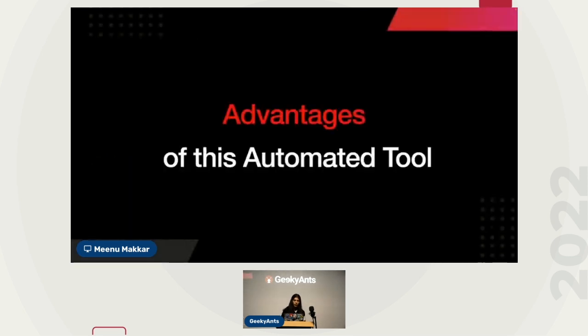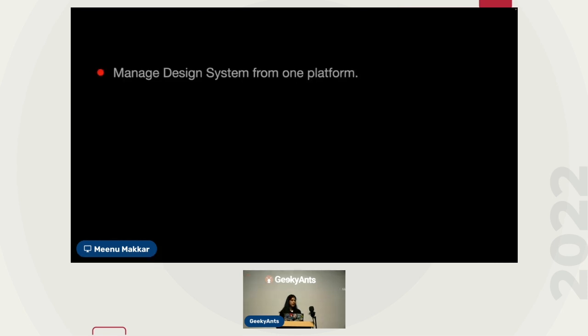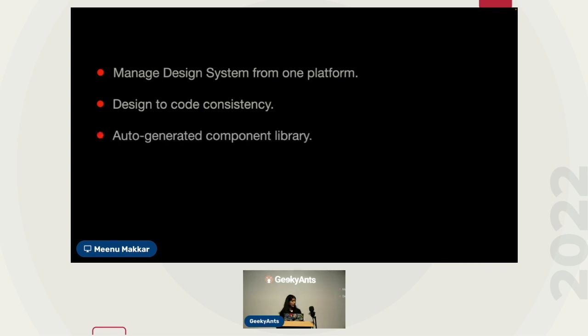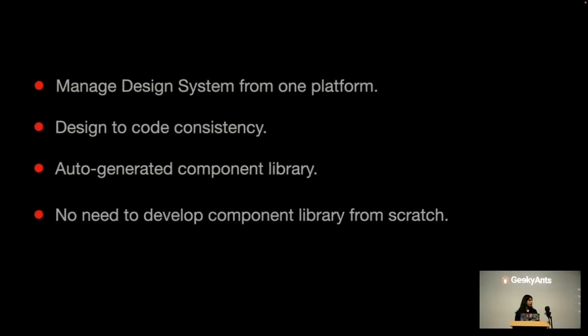At last, I wanted to summarize. So what are the advantages of this automated tool? I think this is a great place to start with and then scale. So basically, we can manage our design system from one platform, like one tool is there and we can manage the design system from there. We have design to code consistency because the source of truth is single. We have an auto-generated component library. We can add more custom components in that. We don't need to develop a component library from scratch.